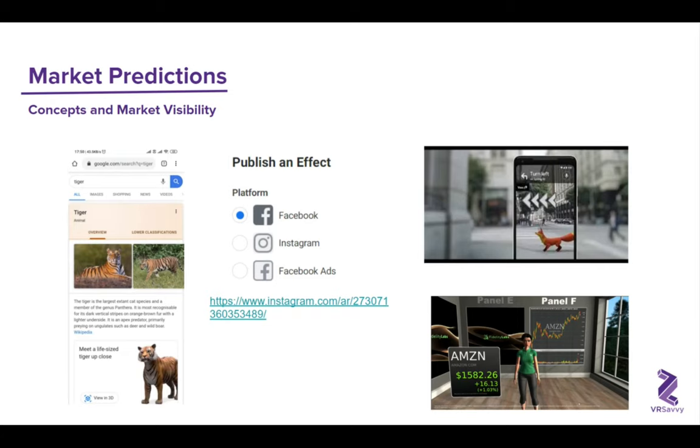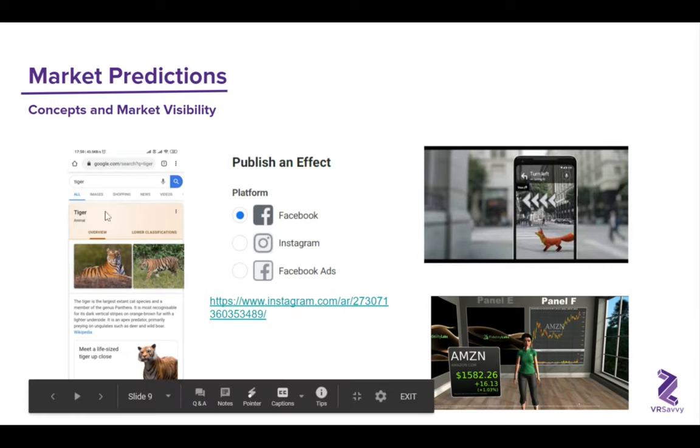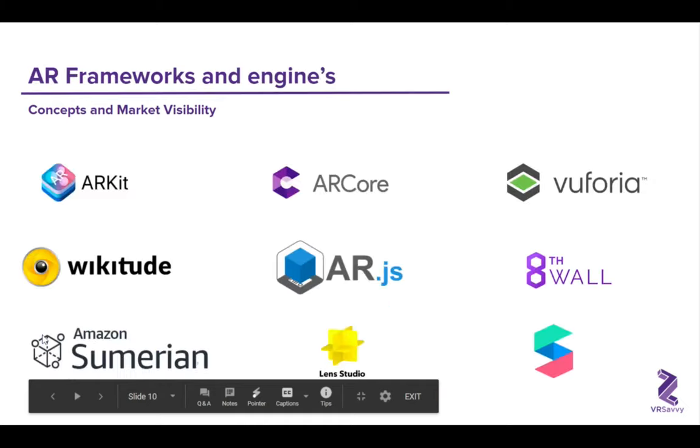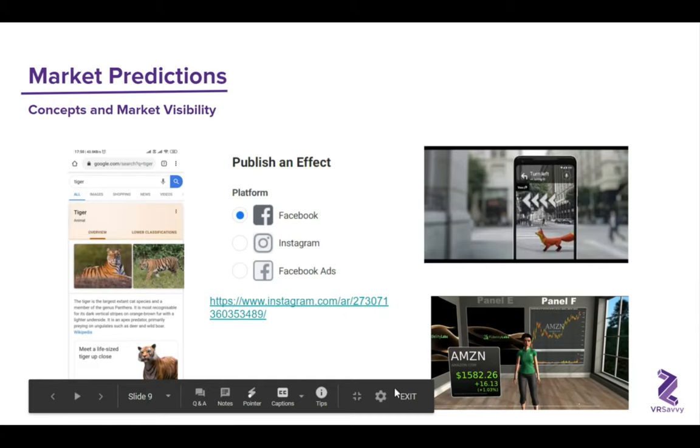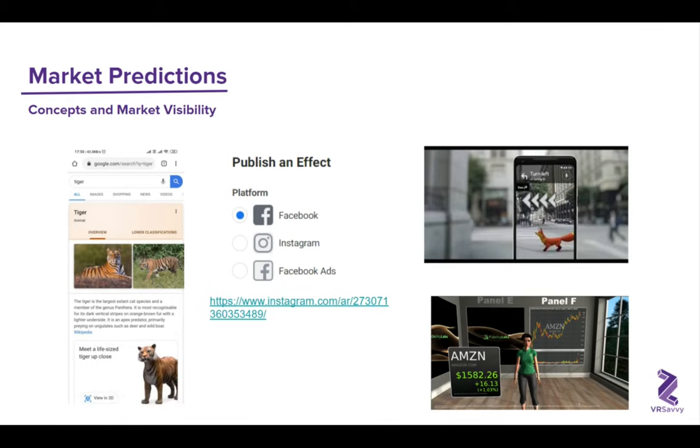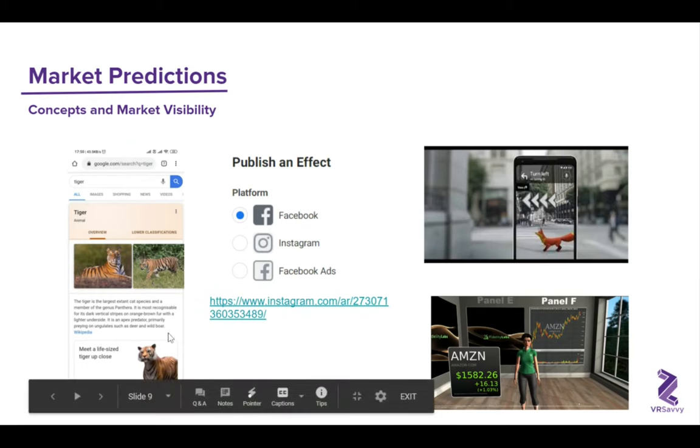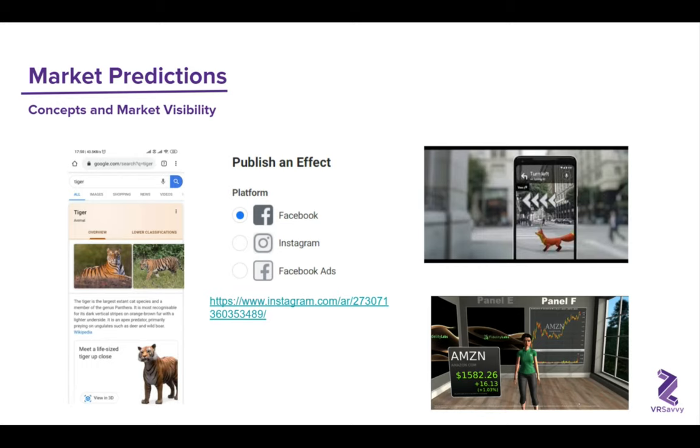For example, I have put up an image of a Google search. I have searched tiger. Can you see here? There is a 'meet the life size tiger up close' option as an image. You can right now open your phone, go to a Chrome browser, and search it. You will get a view in 3D option here.